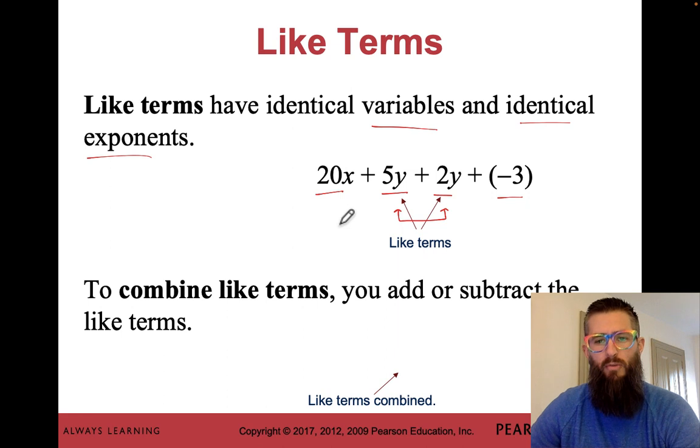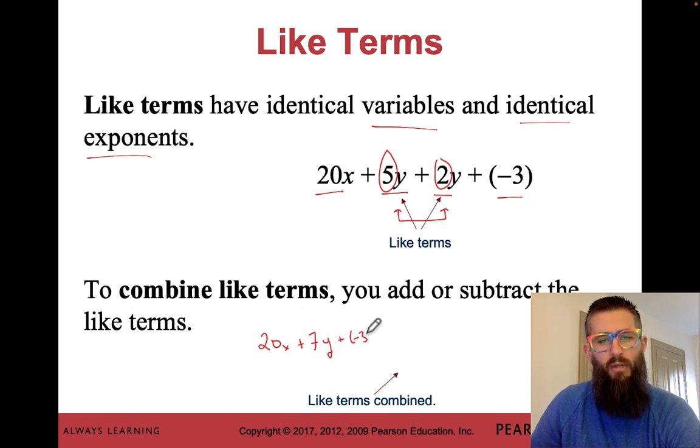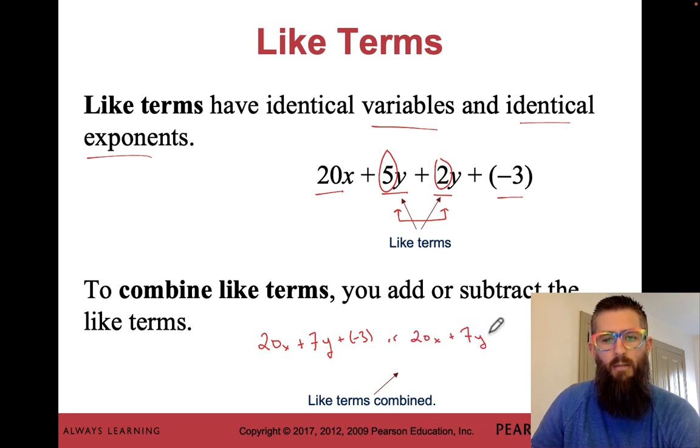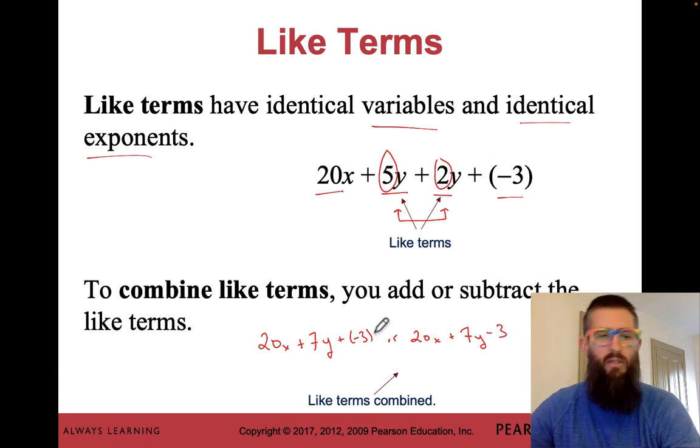Okay. Now we want to combine the like terms. We're either going to add or subtract the like terms. And what we're going to do is focus on the coefficients here. That is the number that goes in front of the variable. So the 20x is going to stay the same, but then we're going to have 5y plus 2y. So we take 5 plus 2, which gives us 7y, and then plus negative 3. Or we could write this as 20x plus 7y minus 3. Both of these would be equivalent.